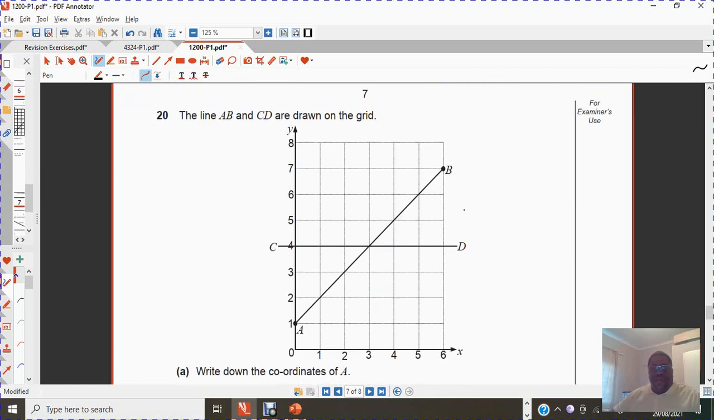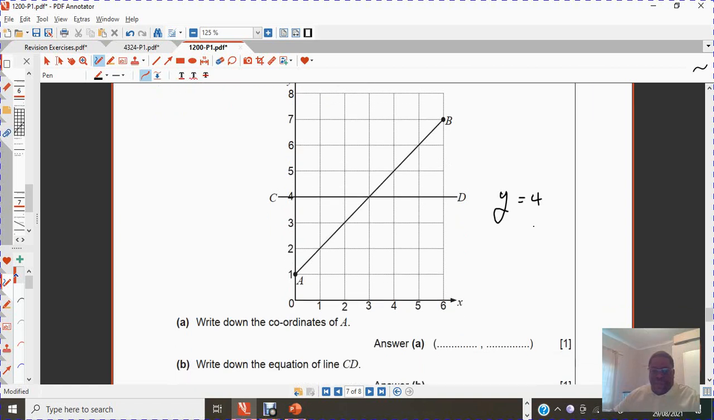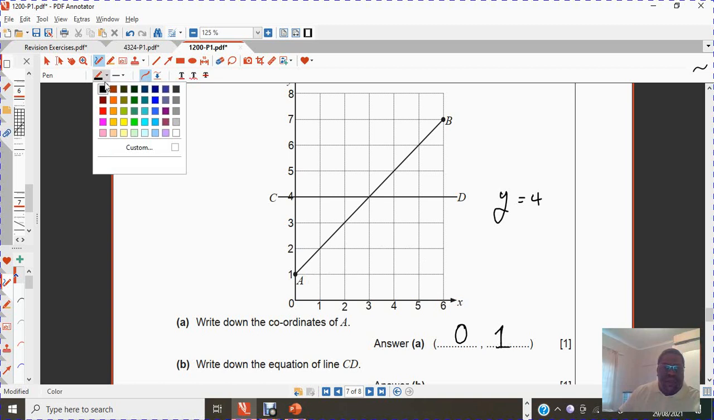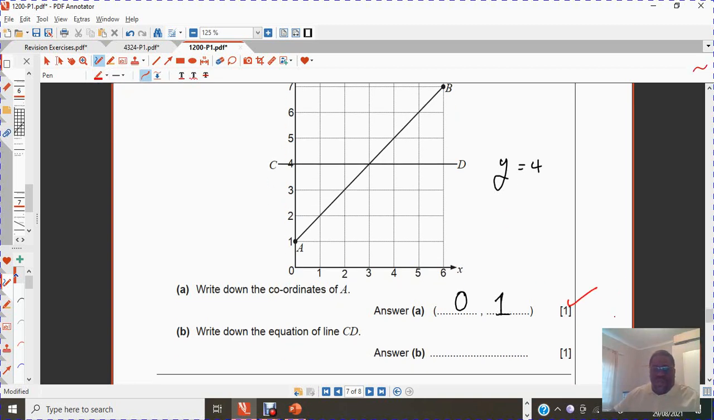Right, they have line AB and line CD drawn. Well, from this information, I can actually see line CD is y equals 4, as you can see. Okay, they are saying write down the coordinates of point A. Well, the coordinates of point A is nothing but 0, 1, because, you know, no x reading, just y reading. So that is just worth 1 mark. Please don't switch them around. Then write down the equation of line CD. Well, as indicated already, line CD is nothing but y equals 4.